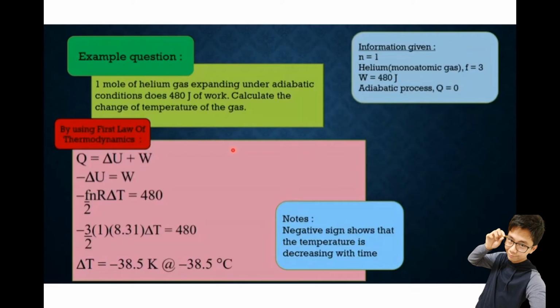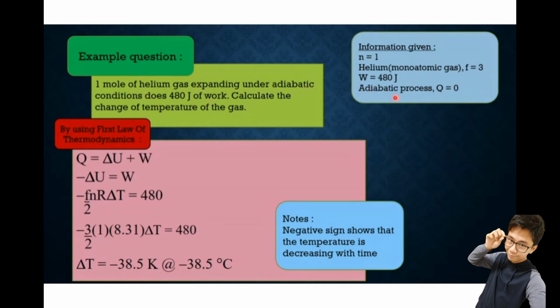Okay, so next question. One mole of helium gas expanding under adiabatic condition does 480 joule of work. Calculate the change of temperature of the gas. Okay, so first of all, we need to extract the information. So information given, we get n is equal to 1, number of mole, and then helium, which is a monoatomic gas, so f is equal to 3, and then the work is 480 joule. And it also mentioned that it expands under adiabatic condition.